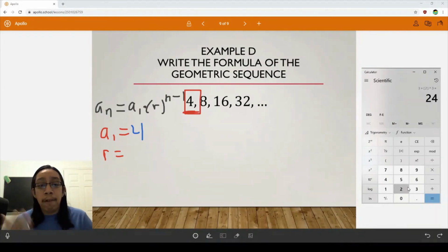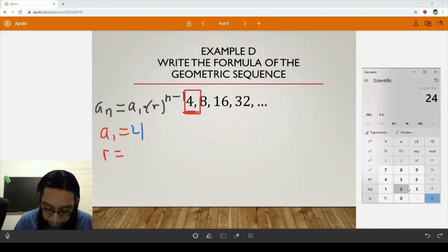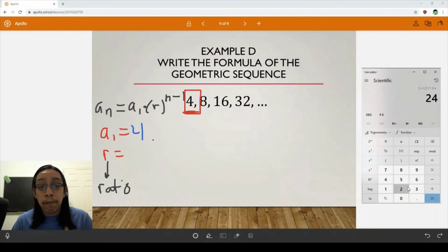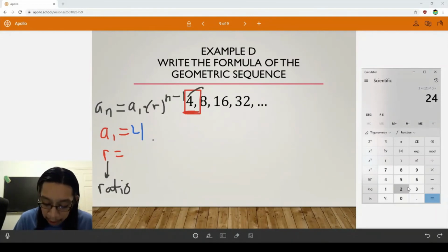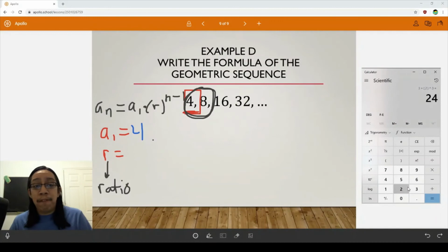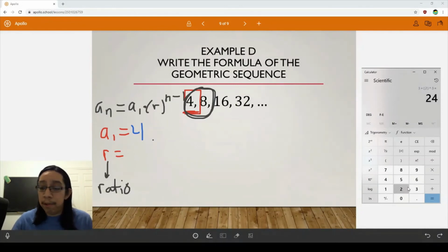Now finding the second piece of information is where we have to do a little bit of work. Remember that little r is the ratio. And to find the ratio, you can take the first two numbers of your sequence and divide them. So let's go ahead and take the 4 and the 8 and divide them and see what we get. Now, it's important that you get the order right. It's always going to be the second number divided by the first number. So in this case, it's going to be 8 divided by 4.